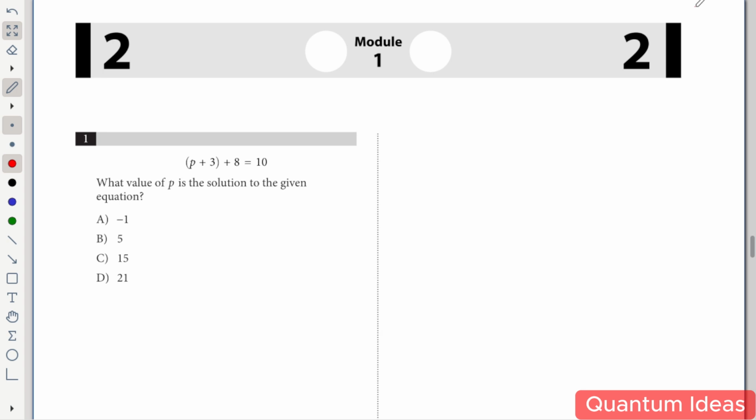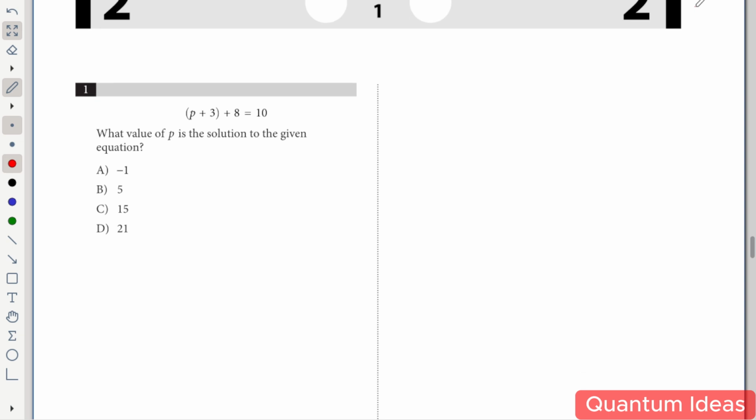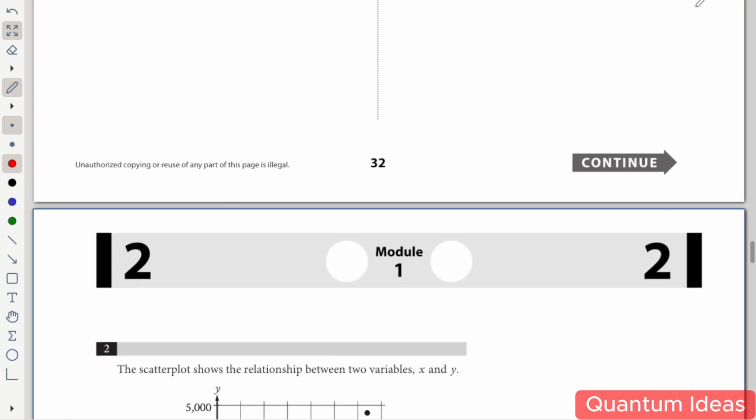Today we'll be solving the digital SAT math official practice set 6. Let's get started. This is the official College Board digital practice set. Let's see number 1. This is simple. We have to find P. P plus 8 is 11 equals 10, so P is simply 10 minus 11, and minus 1 is our final answer. Let's move to number 2.